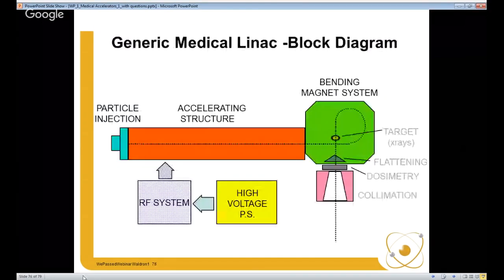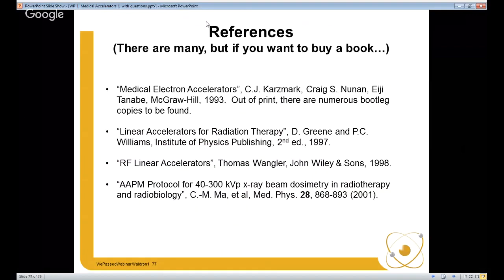All right, so that's it. You've had your tour of the generic medical LINAC, at least for the particle injection, accelerating structure, bending magnet, high voltage and RF system. We'll cover what comes after in the next lecture. I hope everybody found this interesting. Here are some excellent references.